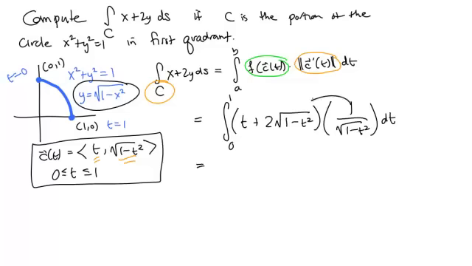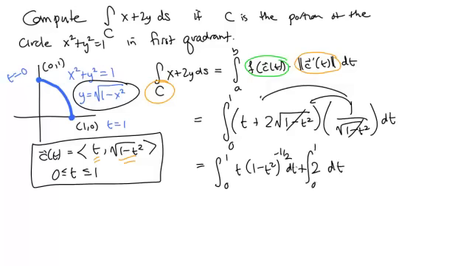So if we were to simply distribute through, we're going to get the integral from 0 to 1 of t times (1 minus t squared) to the minus 1/2 power. I'm already thinking ahead of prepping. Plus 2 times the square root of 1 minus t squared over that, so just 2 dt. Now that it's written as a sum, we could actually integrate these two pieces separately.